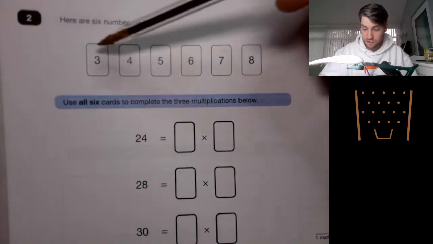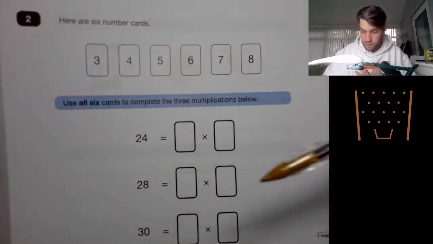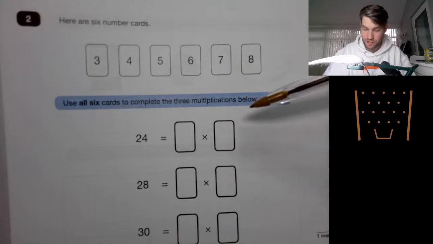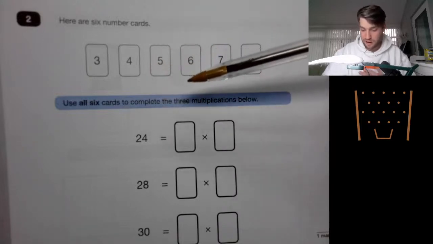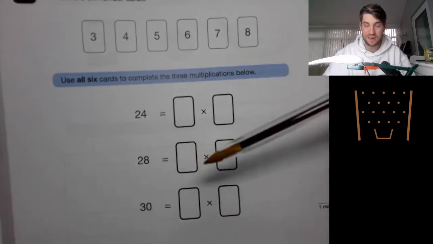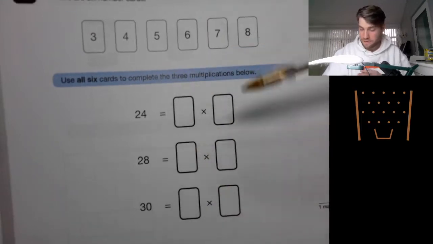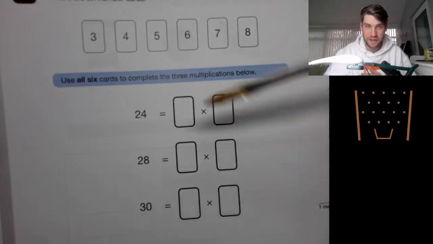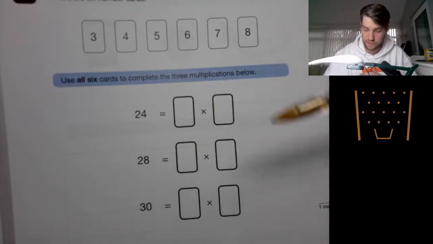Right, number cards here. So you've got your multiplication here. Use all 6 cards to complete the 3 multiplications below. This is where you can use each card once. So 6 cards, 6 spaces. And you kind of got to see what goes together. First, probably a bit of trial and error. I can already see there's a few different combinations here. And you can just move them around as you go if you need to.